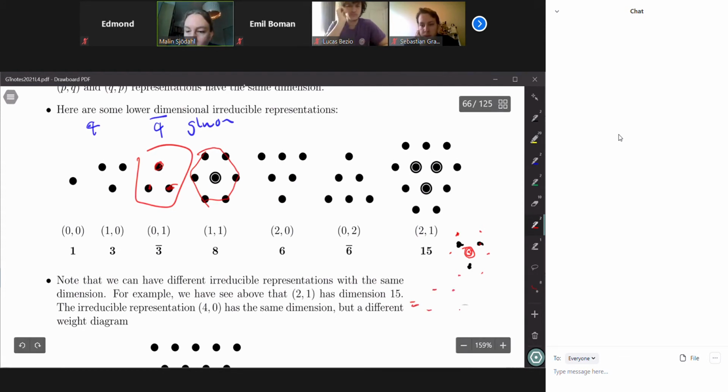This is now intended to be a regular hexagon. And of the states in the middle, we should take 2. So we should have 2 states there. So this is our octet representation. Now we have taken almost all dots in the representation, but we have one little dot remaining. And this is our singlet representation.